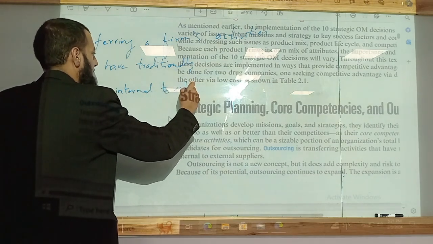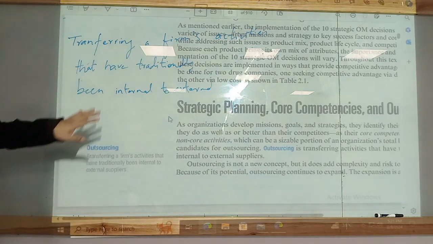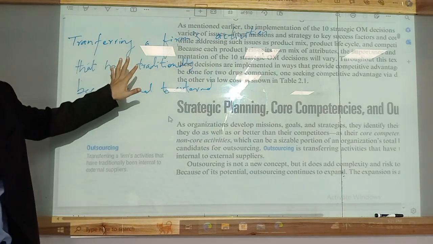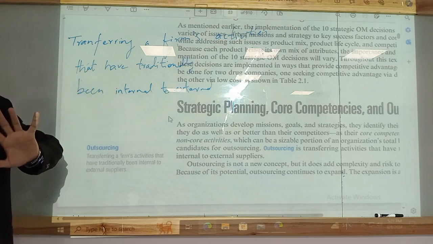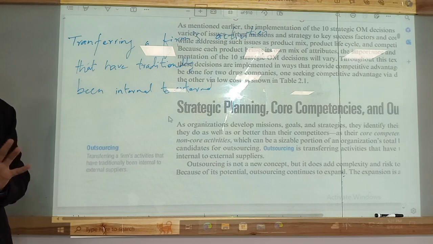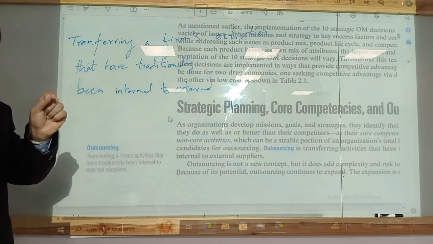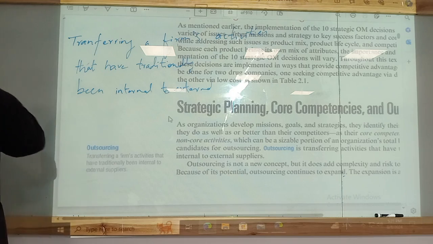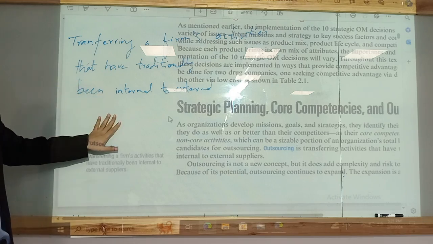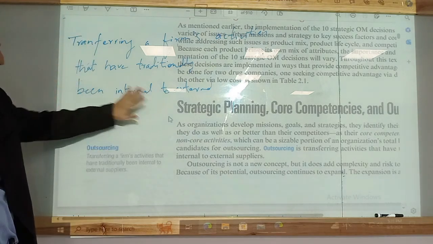Okay? So basically you transfer the activities. Internal means the activities which you are doing on your own, but now you are transferring them to another party. That is the definition of outsourcing.